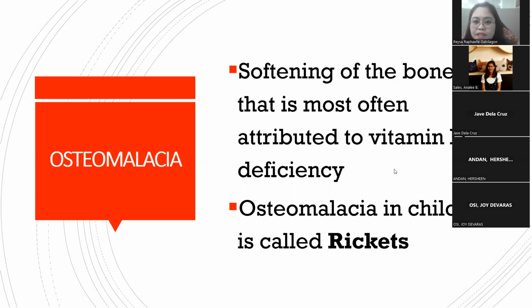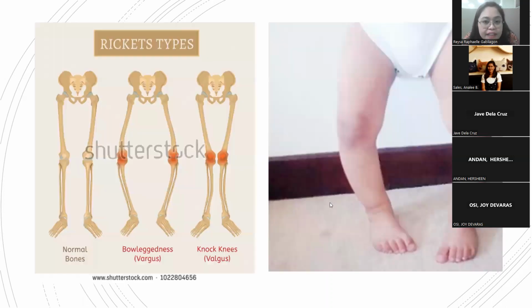Osteomalacia is what we call it in adults. But in children, we call that rickets. So this is mostly in children. We call it rickets. This is the normal bone here. And then some lack vitamin D, so they become varus. That is bow-leggedness. Or in others, the effect on the bones is that they become valgus, and we call that knock knees.